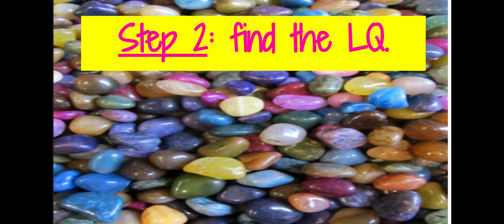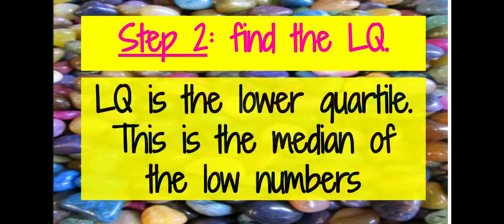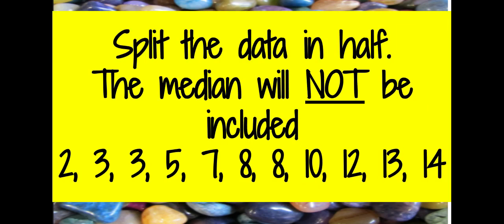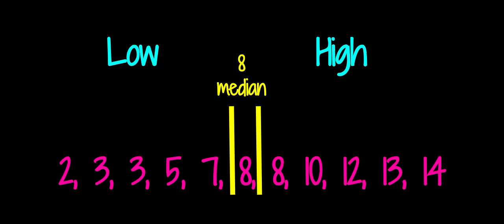Step 2 is to find the low quartile. LQ is the lower quartile. This is the median of the low numbers. We're going to split the data in half. The median will not be included. This is what I mean. The median is 8. The median is not included in the low, and it is not included in the high.